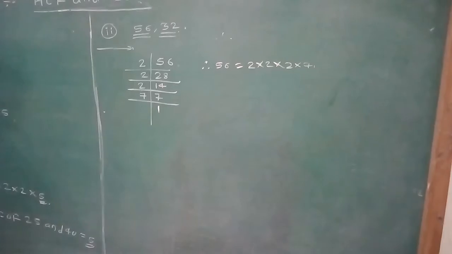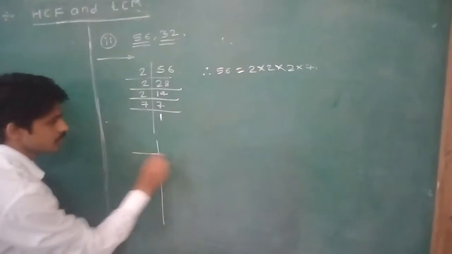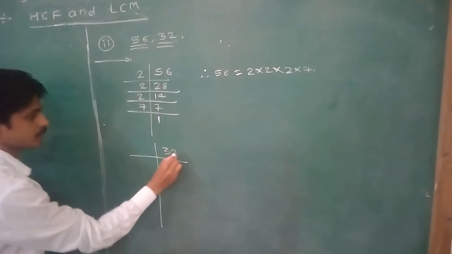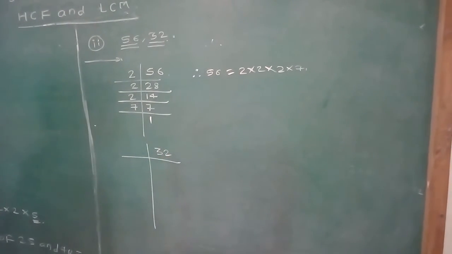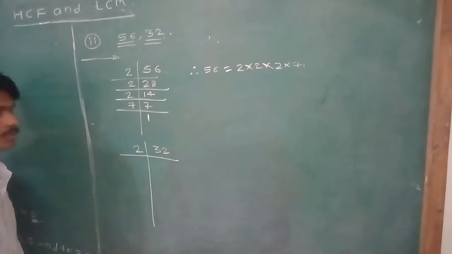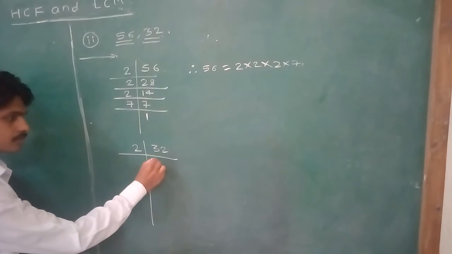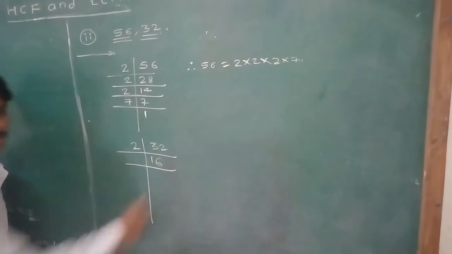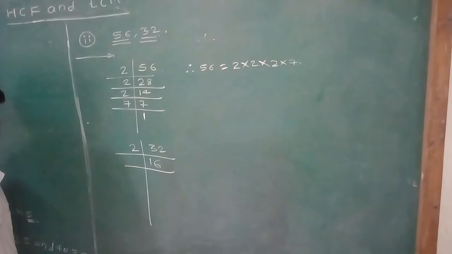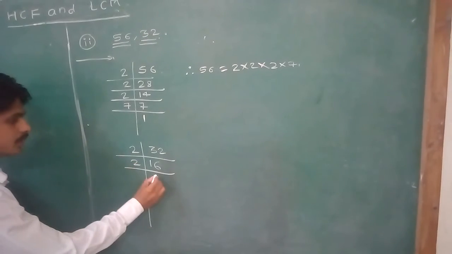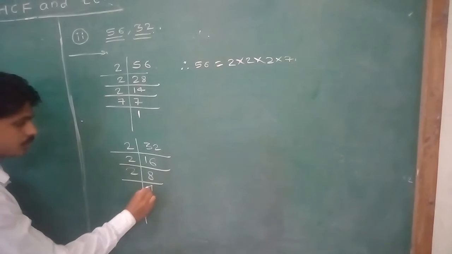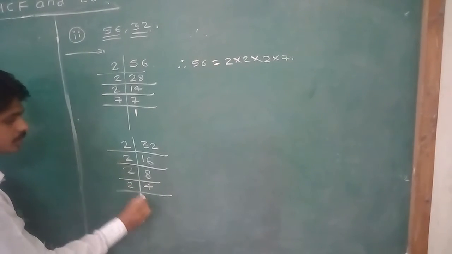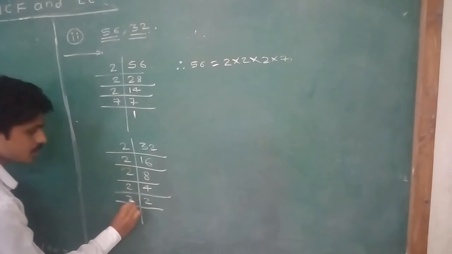Okay, now the next number is 32. So 32 right here in prime factorization. 32 is an even number, so we divide by 2, we get 16 here. 16 is also an even number, so we divide by 2, we get 8 here. 8 is an even number, so we divide by 2, we get 4, and 4 divided by 2, we get 2, and 2 divided by 2, we get 1.